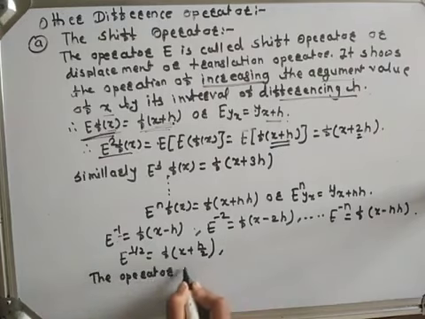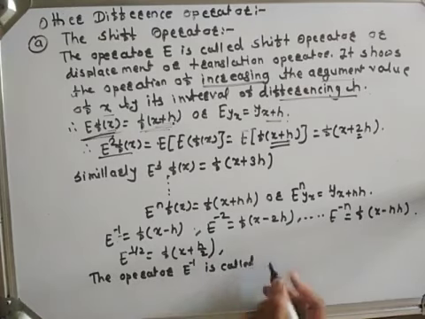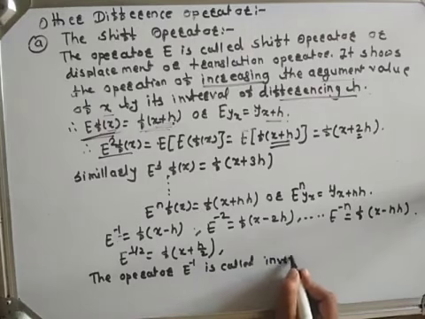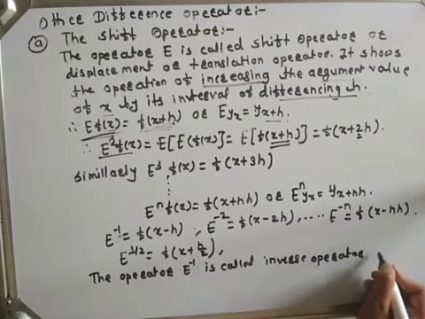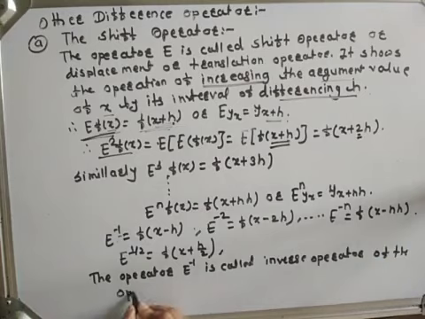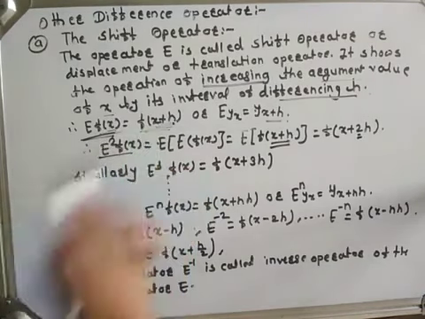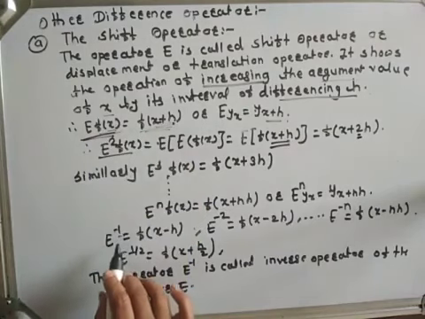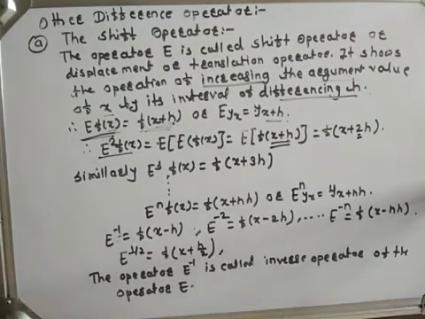The operator E inverse is called the inverse operator of the operator E. E of f of x is f of x plus h, and E inverse of f of x is f of x minus h.